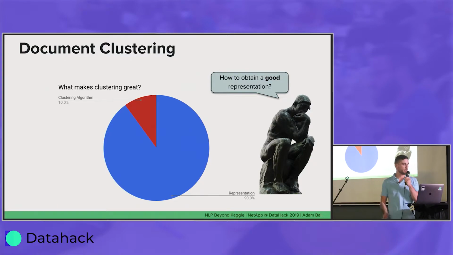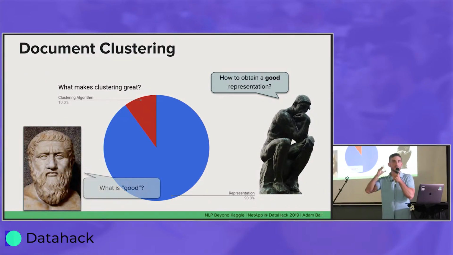But for most types of the documents, you need to remember that you don't have labels at all. And also, once you come up with multiple ways to obtain representation, you need to ask yourself how to choose one representation over the other. What will make one better? How to evaluate?